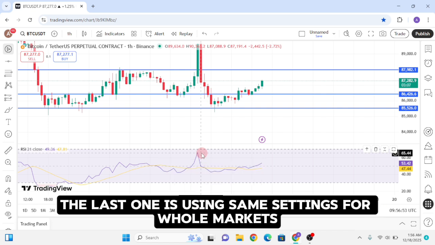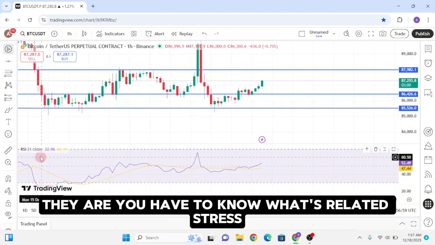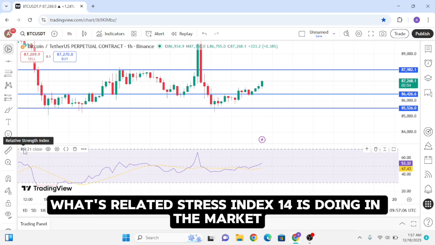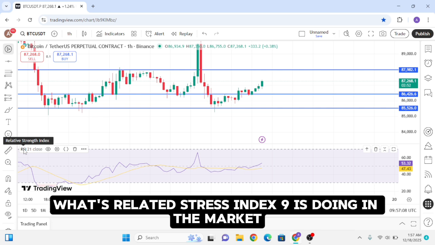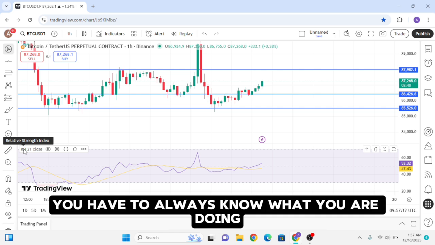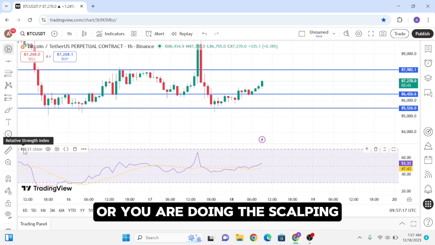The last one is using the same settings for all markets. You have to master the relative strength index for the type of market you are in. You have to know what relative strength index 21 is doing in the market, what relative strength index 14 is doing in the market, what relative strength index 9 is doing in the market. They are different things. You have to always know what you are doing in the market. Maybe you are following the trend, or you are scalping, or you are into swing trading.